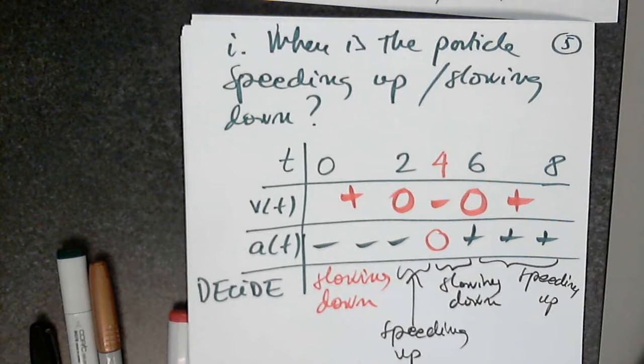I can calculate it again. So 3x squared minus 24x plus 36. And then the acceleration is 6x minus 24.